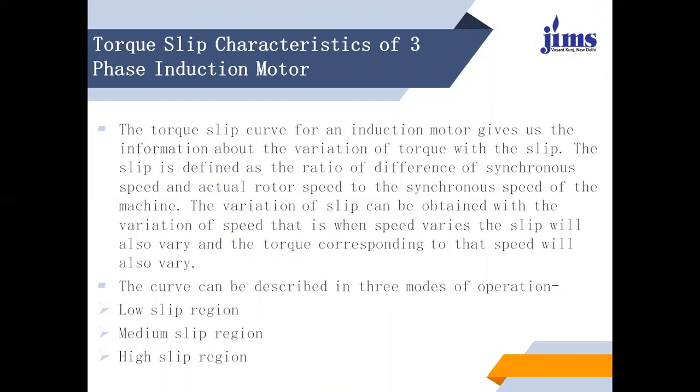The torque-slip characteristic of the induction motor gives us information about the variation of torque with the slip. The slip is defined as the ratio of the difference of synchronous speed and the actual rotor speed to the synchronous speed of the machine. The variation of slip can be obtained with the variation of speed; that is, when speed varies, the slip also varies, and the torque corresponding to that speed will also vary. The curve can be described in three modes of operation: low slip region, medium slip region, and the high slip region.